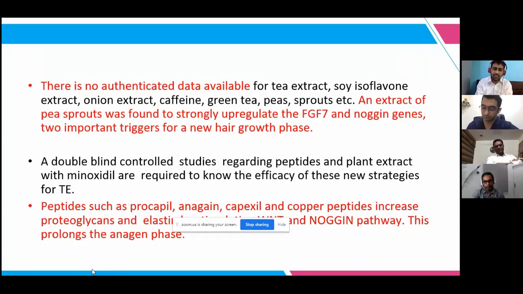Yeah. So they found out that the pea sprouts strongly upregulated the FGF7 and Noggin genes, which are important triggers for new hair growth. That is what they have mentioned. And peptides as such, Procapil, Anagain, and Capixyl, and copper peptides, increase the proteoglycans and the elastin, and they help in the Noggin pathway. That's how they prolong the anagen phase. So it has been well documented about the role of Procapil, Anagain, and Capixyl. So a product which contains these things we should look for.